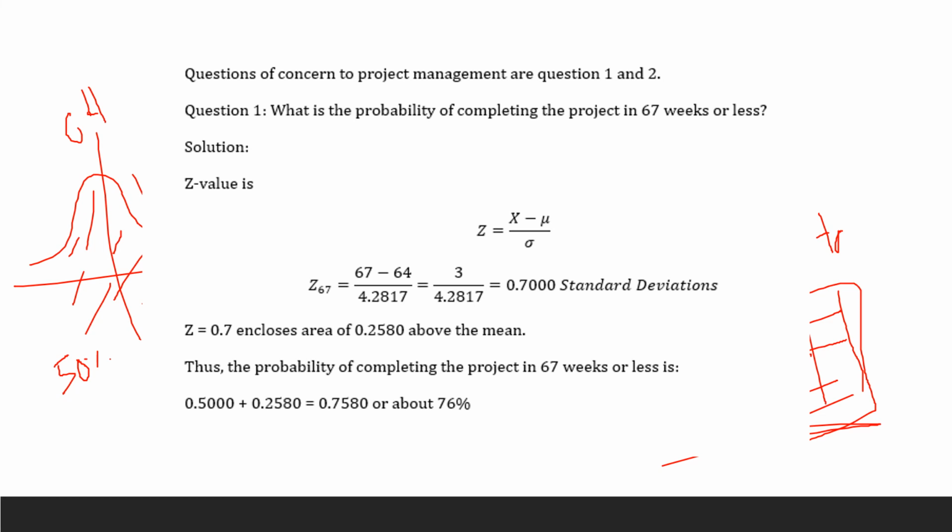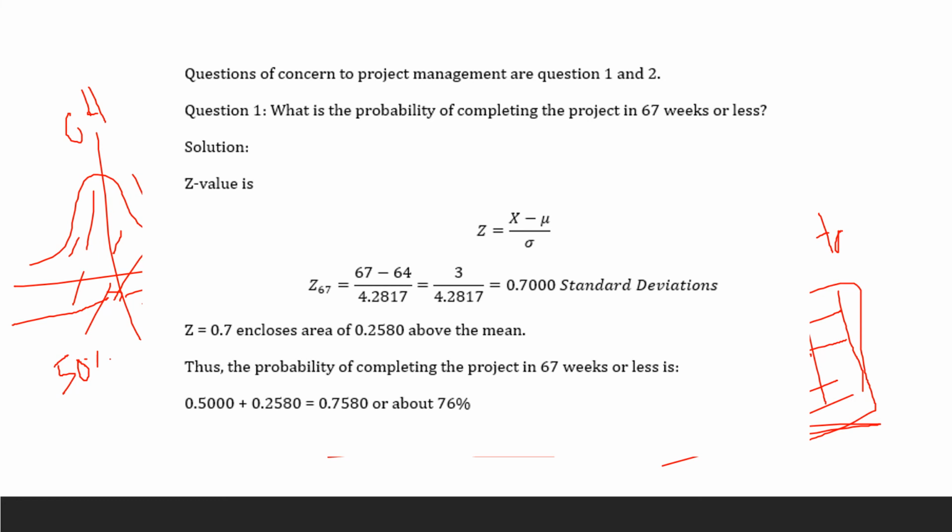So we have about 26 from here to there, and from here to here is 50. So altogether you get 76. So that's how you calculate it. Rounding, you get 76%. So that's the area under this part right here.